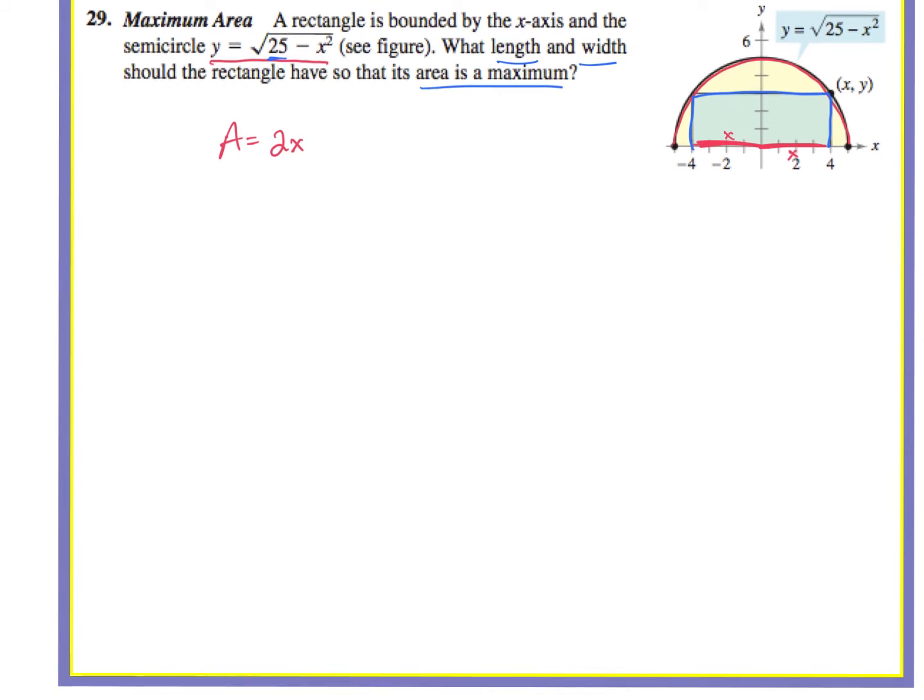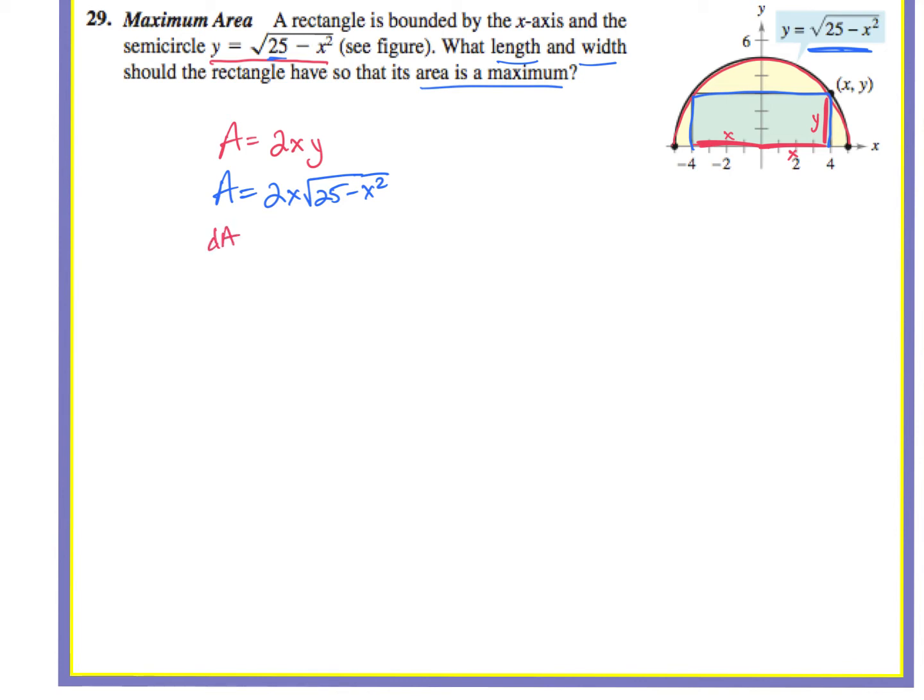And then, how far does it go up? Well, it goes up y. So my area equation is 2x times y. But right now I have two variables, so I don't want to take a derivative like that. But what is y? y is this square root function. So my area equation is A equals 2x times the square root of 25 minus x squared. I can't really simplify it any more than that, so now we're just going to take a derivative.